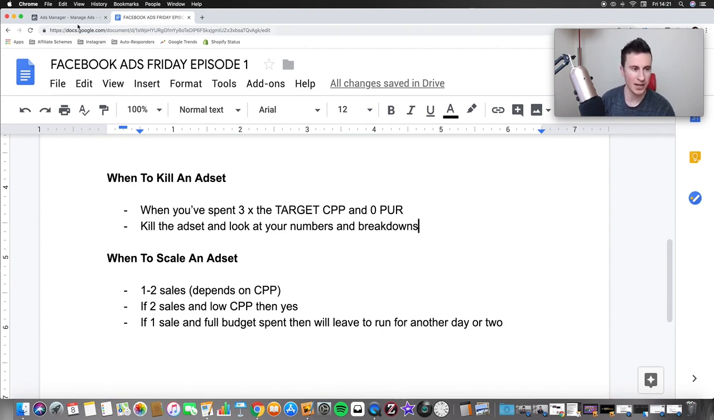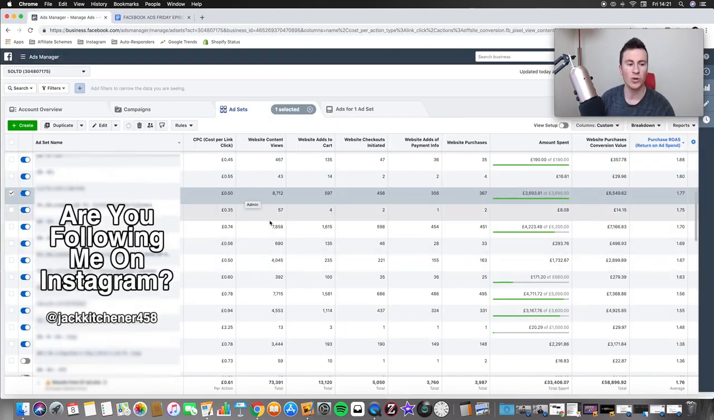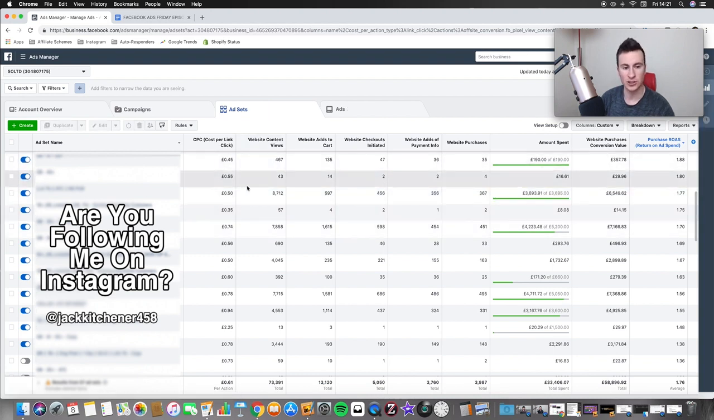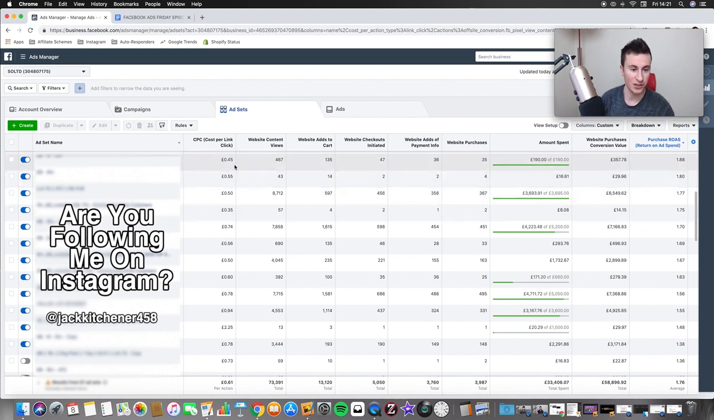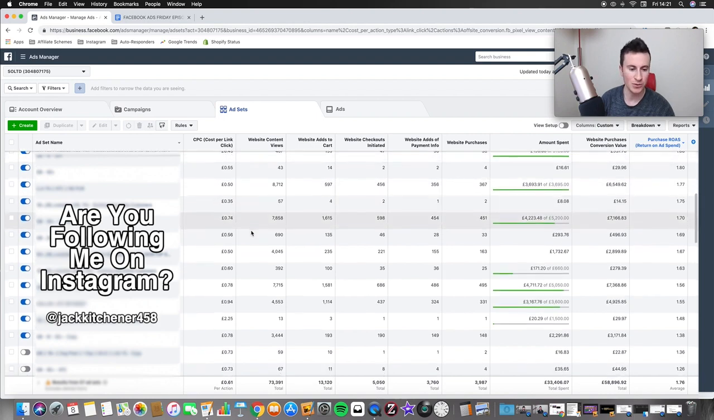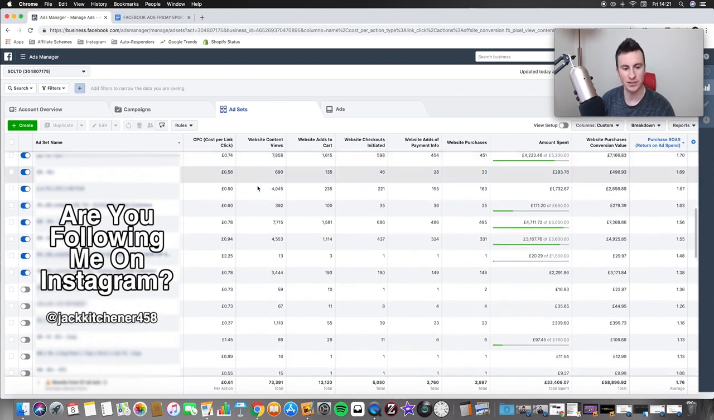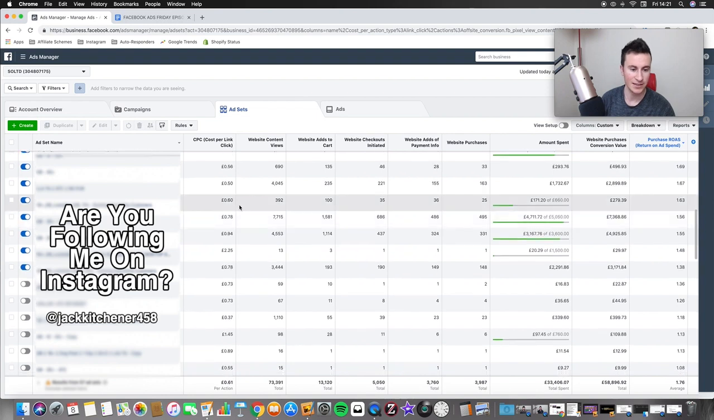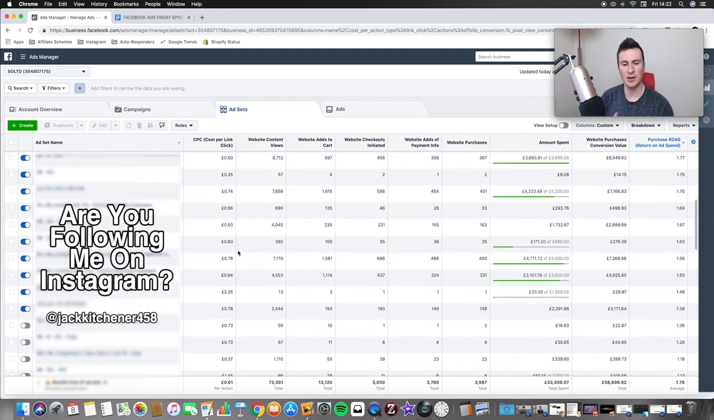Numbers first. If we go back to my ad manager account, one of the things I look at is cost per link click. As you can see at the top, the better performing ones are around 50p: 55p, 50p, 35p, 45p. As we move down they tend to get a bit more expensive: 75p, 78p, 60p, 94p, £2.25. Again, these are rough guidelines.